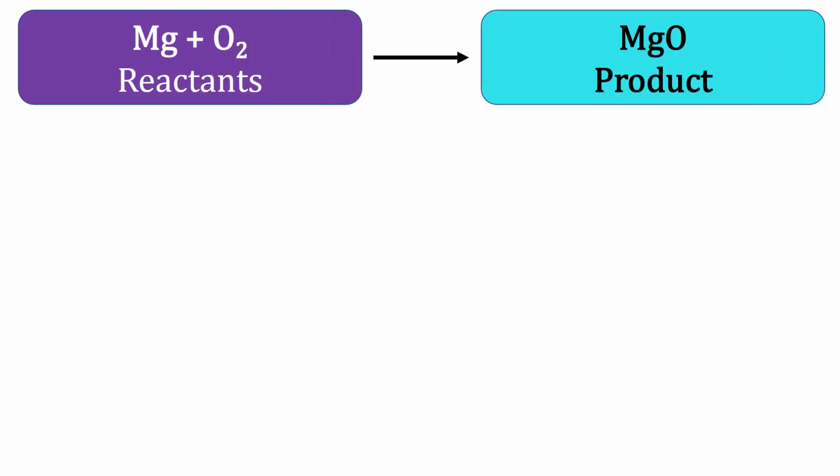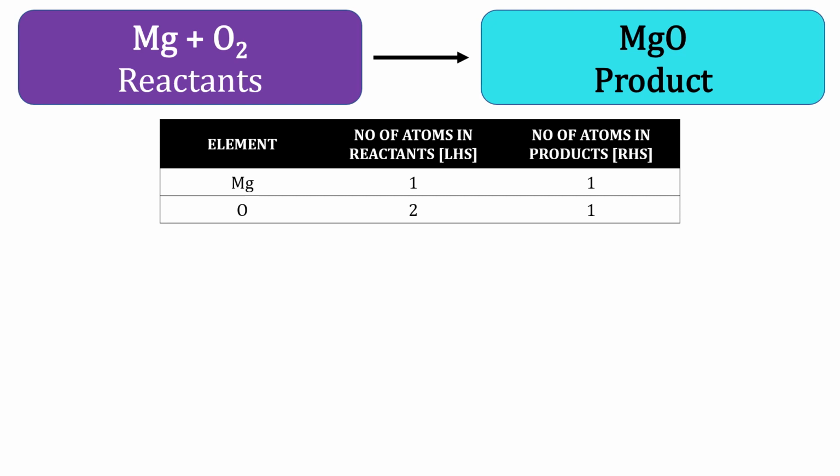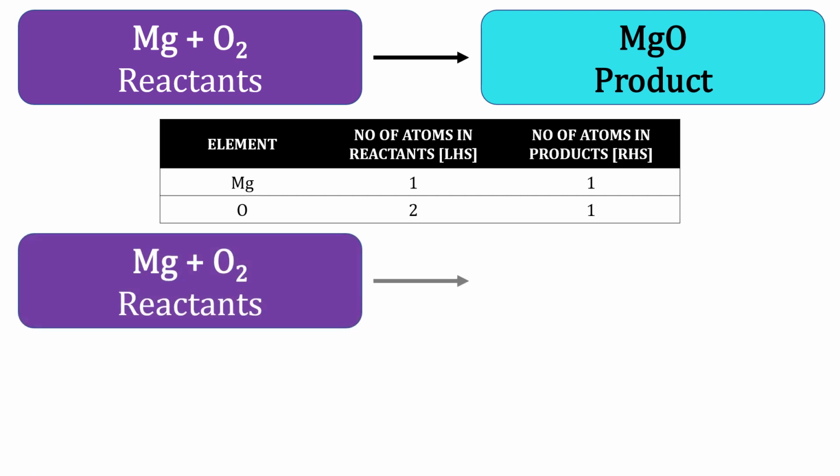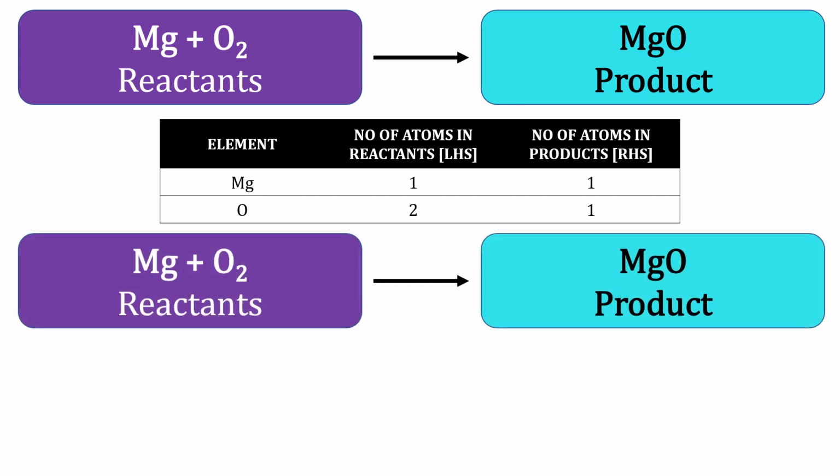Let's start with magnesium. It has one atom on both the reactant and the product sides. So we will move on to oxygen. It has two atoms on the reactant side and only one atom on the product side. We cannot make any change to the formula inside the boxes. So we add the smallest whole number coefficient, that is 2, to the product side, which becomes applicable to both the magnesium and oxygen atoms in magnesium oxide.